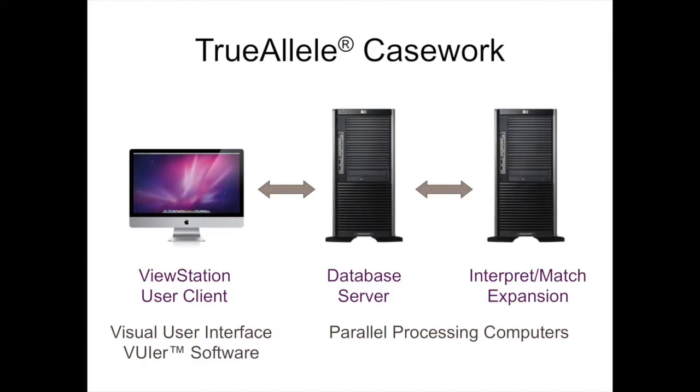interpretation. There is also capability for interpret and match expansion by adding additional processors, as you can see on the right. These processors can solve their own mixture questions independently or work on the matching database problems and then write their answers back to that database server, which has a central server in it where all of these answers are stored. After all the processing is done, an analyst can then download the answers from the TrueAllele system back onto their view station and review these answers in very visual forms using the viewer software, which is a visual user interface.